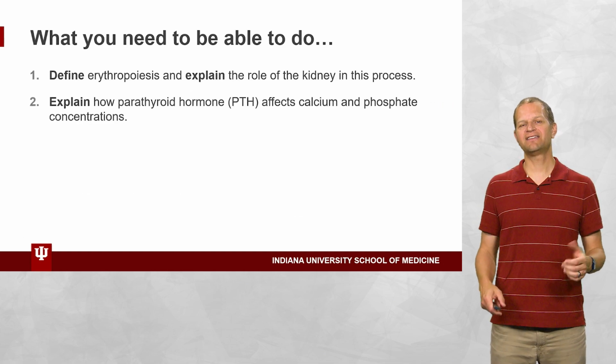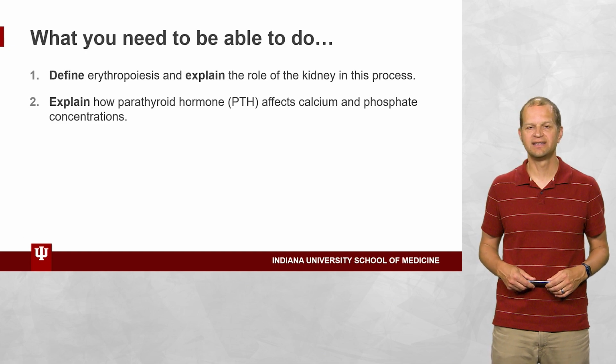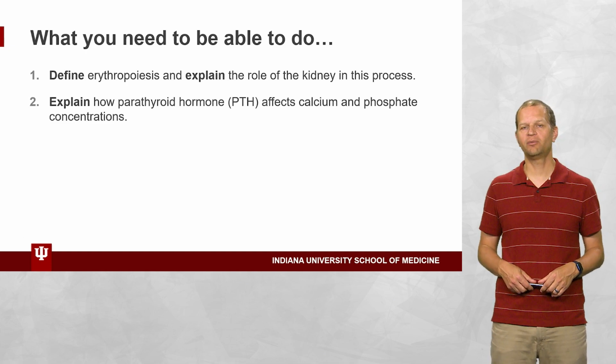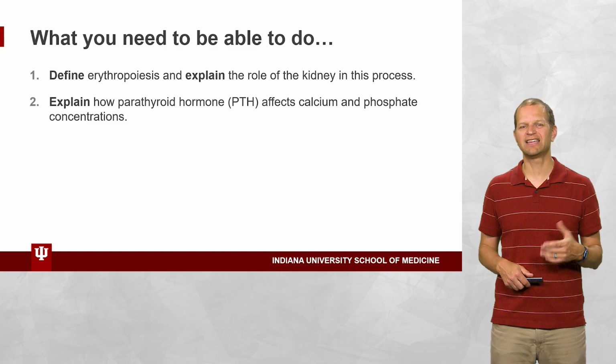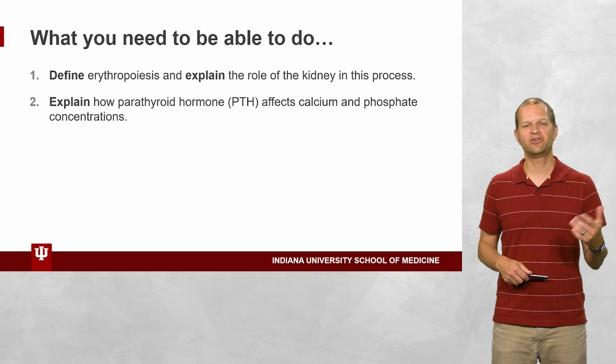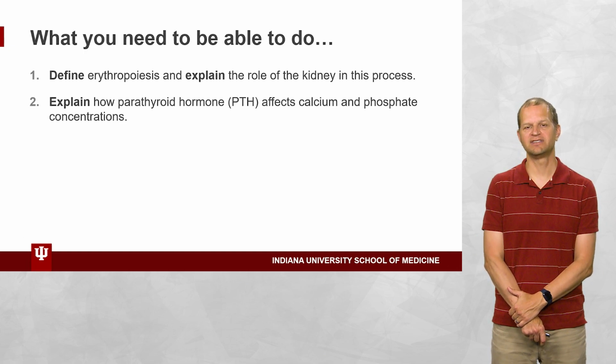All right, so at the end of this, can you define erythropoiesis and explain the role of the kidney in this process? Can you explain how parathyroid hormone affects calcium and phosphate concentrations? Admittedly, I'll focus mostly on calcium. And I don't have it up here, but just talk about how the kidneys and vitamin D are related.